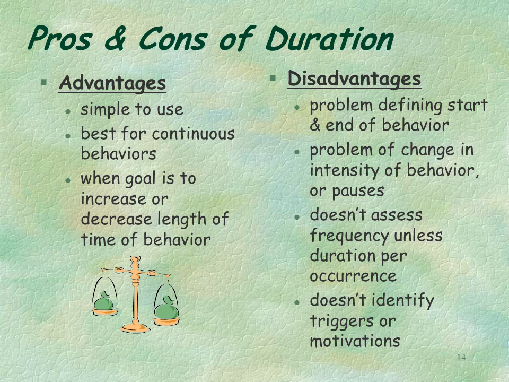The biggest disadvantage is sometimes it's a problem if you can't devote full attention to observing someone. If you miss the behavior ending or if you miss the behavior beginning, your data is not going to be accurate. Like the other measures, it doesn't identify triggers or motivation for problem behaviors. But we'll be talking about those things later.